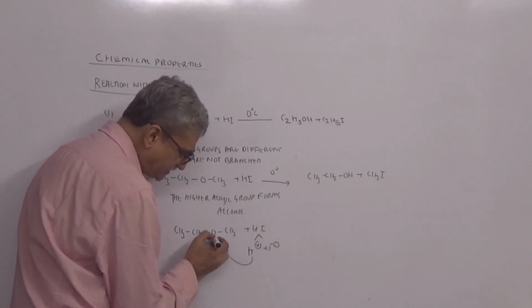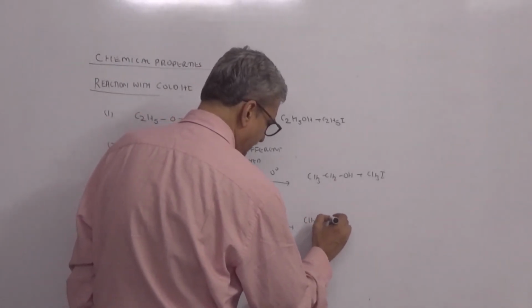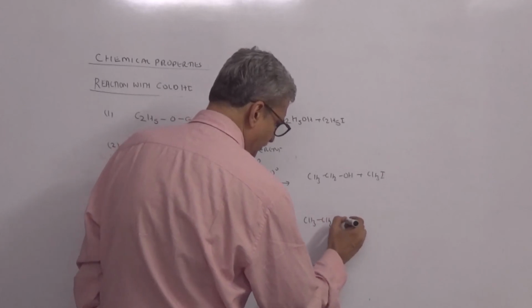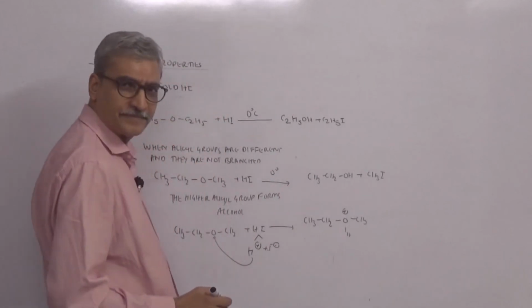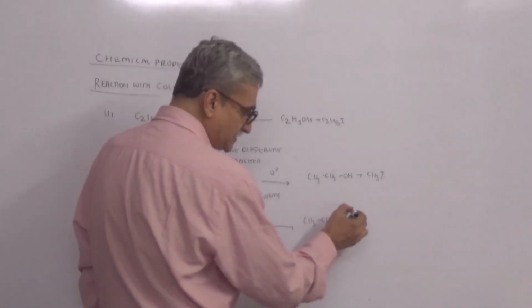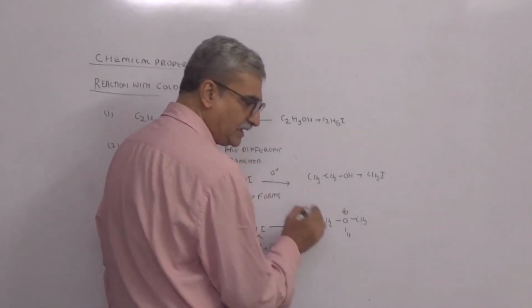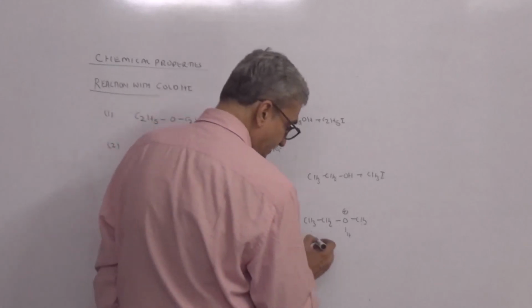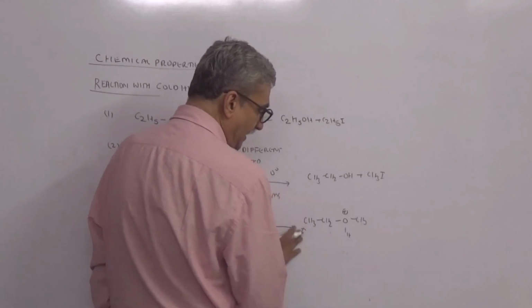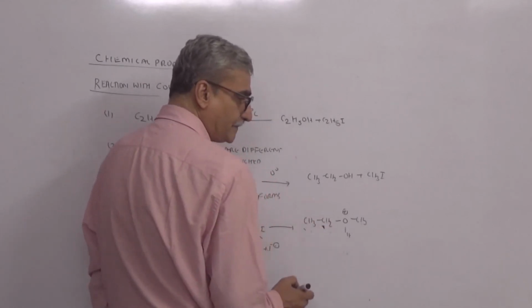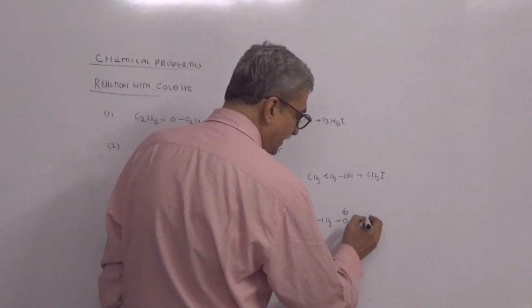So H plus attacks this oxygen. So what is going to happen? You have CH3CH2OH plus CH3. Now if this were to break and create methyl carbonium ion, it is not stable. Ethyl carbonium ion, it is not stable. So what happens is, the iodide ion cannot attack this carbon. Why? Because the ethyl group is a large group, steric hindrance. So what does iodide do?